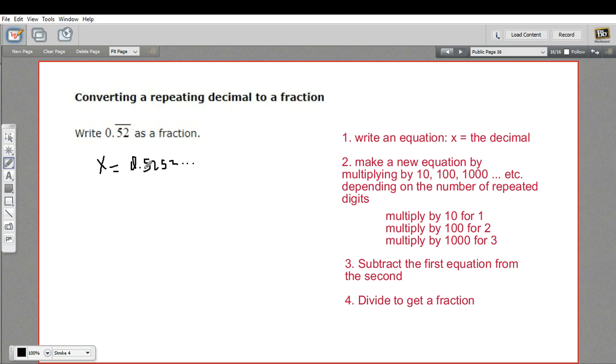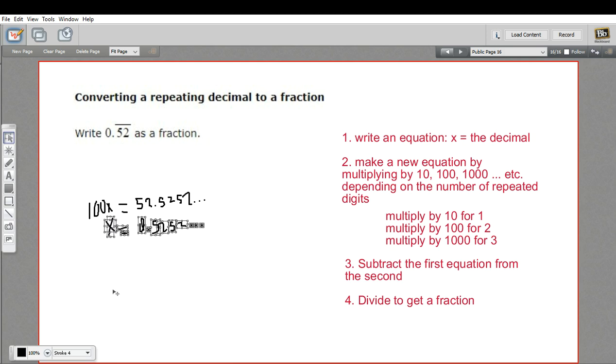So multiplying both sides of this equation by 100, we get 100x over here. And over here, this 0.52 repeating, multiplying by 100 means moving the decimal point 2 places to the right. So we would get 52.5252, and still our dot dot dot showing that it goes on. Next, we're going to subtract the first equation from the second. So let me grab this, move it down, and we are just going to subtract both sides.